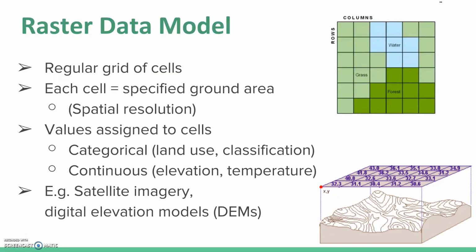On the other hand, a raster data model represents data with a regular grid of cells. Each cell has a specified ground area, which relates to what's called its spatial resolution, and values are assigned to these cells. These values may be categorical in nature, so we may be indicating some sort of land use, some sort of classification on another scale, or they may be some sort of continuous value. So we may represent in every cell an elevation for that point or a temperature for that point.